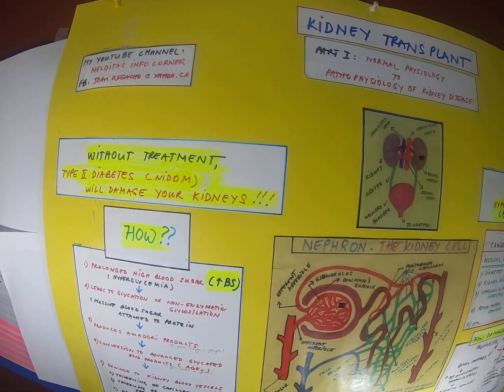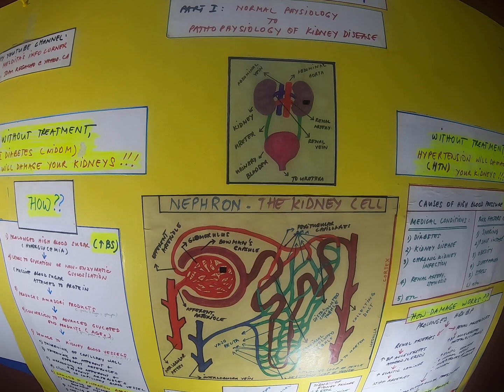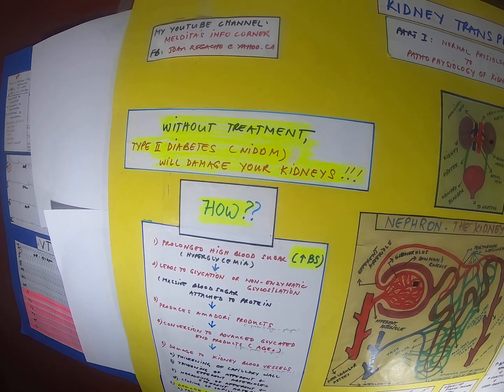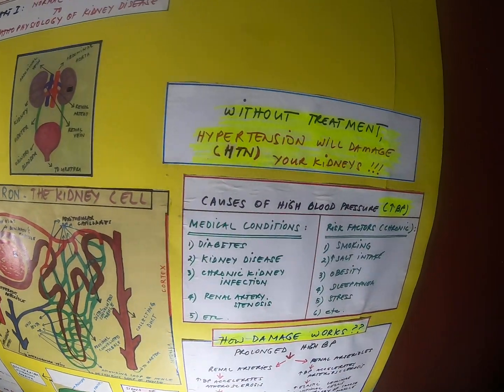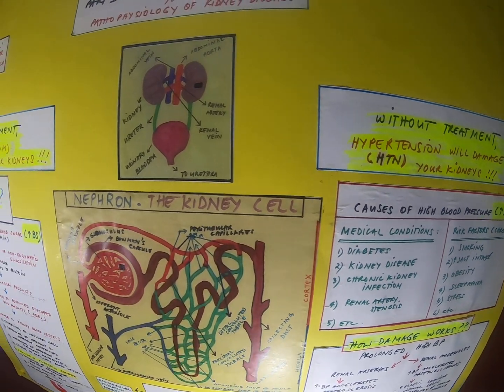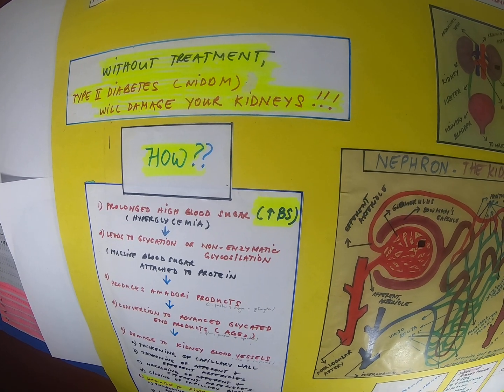Okay, so we have two medical conditions that affect our kidneys. If we do not treat our type 2 diabetes, or non-insulin dependent diabetes mellitus, and we do not treat our high blood pressure or hypertension, then these two medical conditions will damage our kidneys.